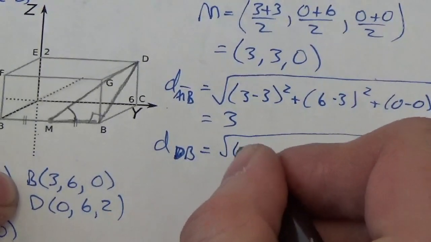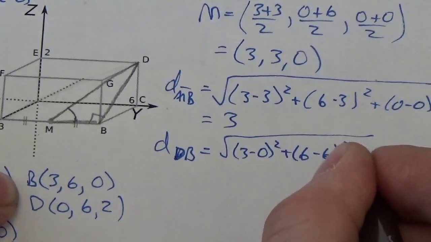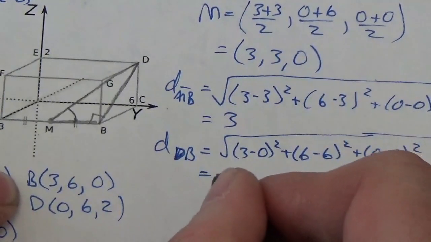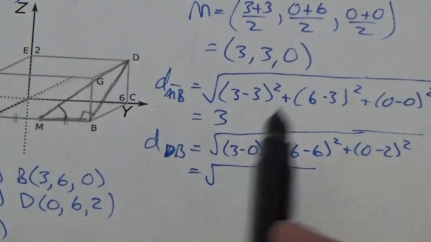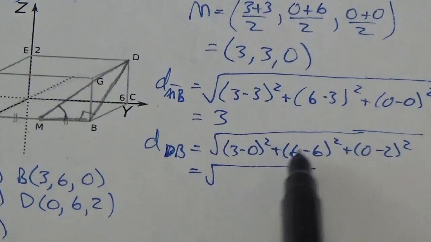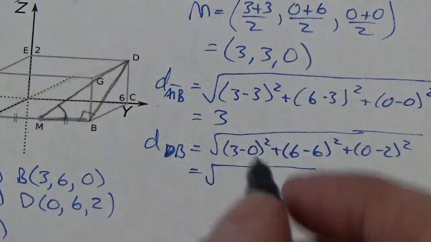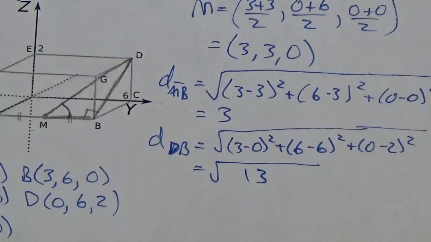So it will be 3 minus 0 squared plus 6 minus 6 squared plus 0 minus 2 squared. Okay, well, 3 minus 0 is 3 squared is 9. 6 minus 6 is 0. That term's going to go away. 0 minus 2 is negative 2 squared is 4. 9 and 4 is 13. Yeah, and that's as pretty as that's going to get.